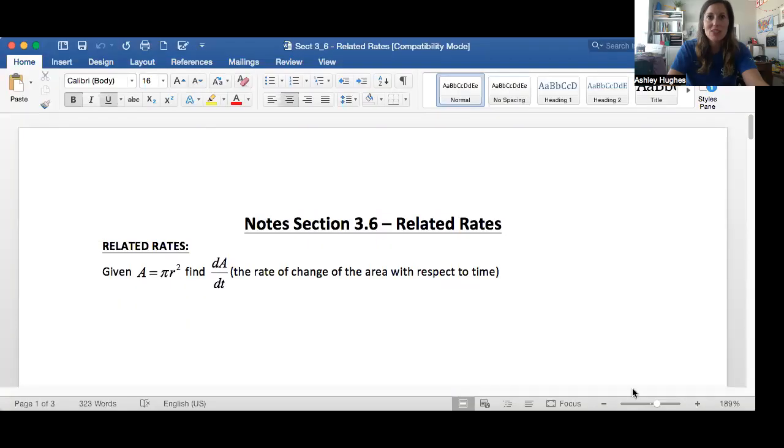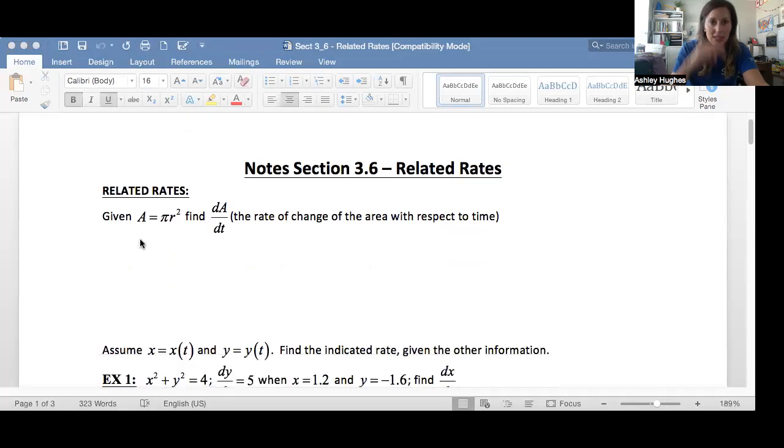Hi, y'all. Today we're going to do our lecture on related rates. As always, I need to pull up those notes. This is one of my favorite units to teach because there's application in it, and so I think it's just a little more fun. But it can be a little overwhelming for some students. I'm going to try my best to make it as easy as possible.